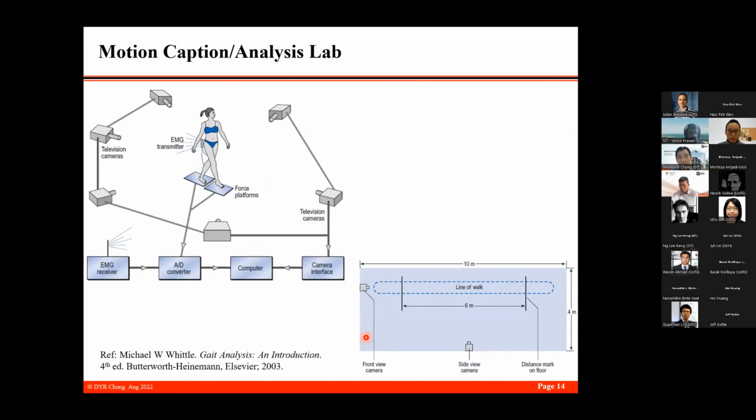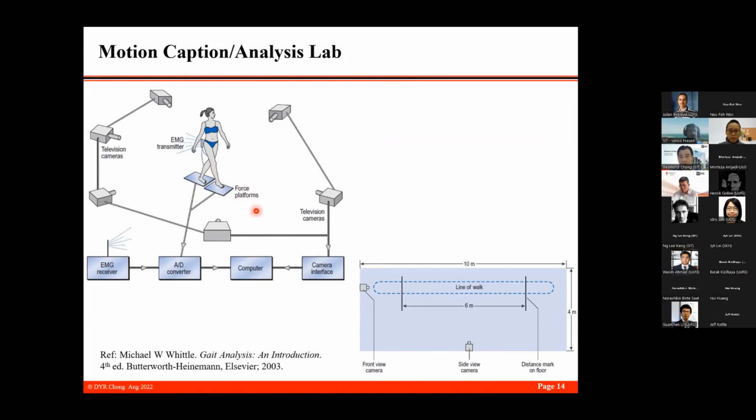We actually utilize the motion capture analysis lab, right? So this is very common that you have all the infrared cameras. Those are optical sensors in nature, right? That's where they capture the kinematics, the joint angles, and also the temperature of the individual walking. And you have the force plates.